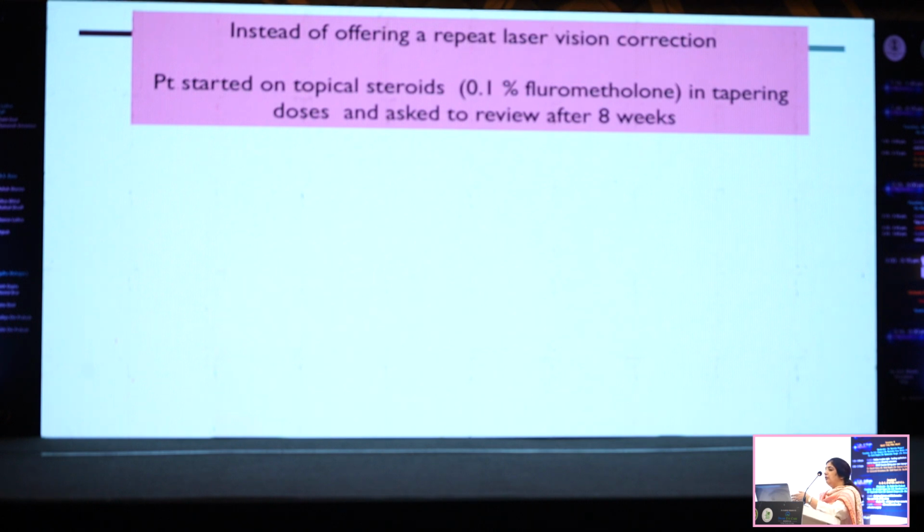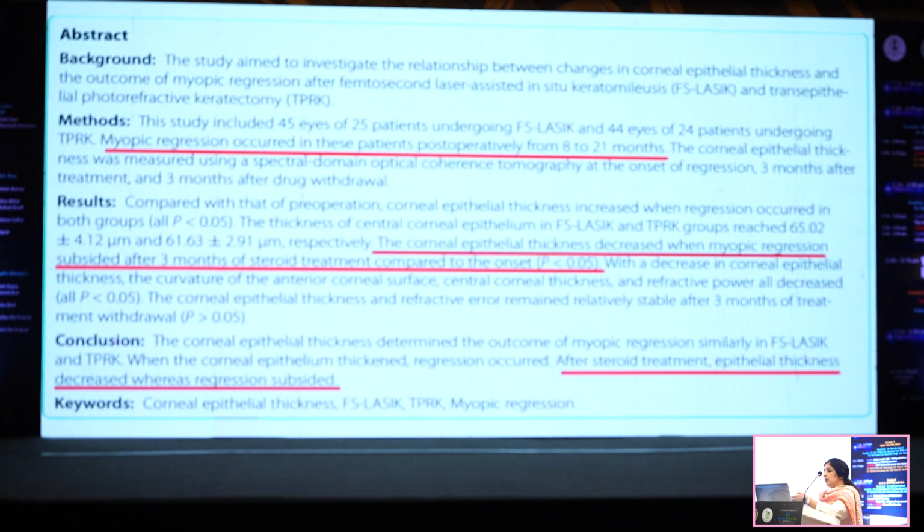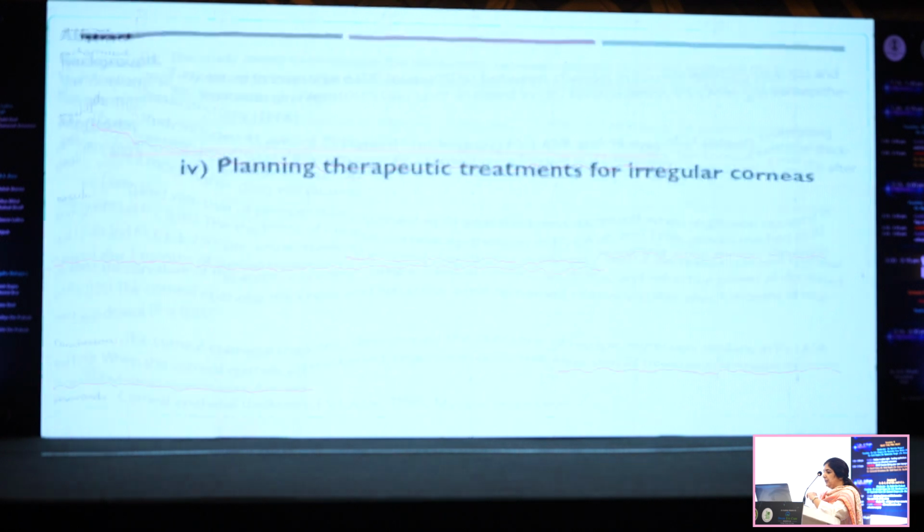So in this patient, we offered her topical steroids. She just came recently. So topical steroids were started, and after steroid treatment, the epithelial thickness has been shown to regress, and so one can watch these patients. If it regresses, fine. If it doesn't, then one can go in for a surgical re-enhancement.